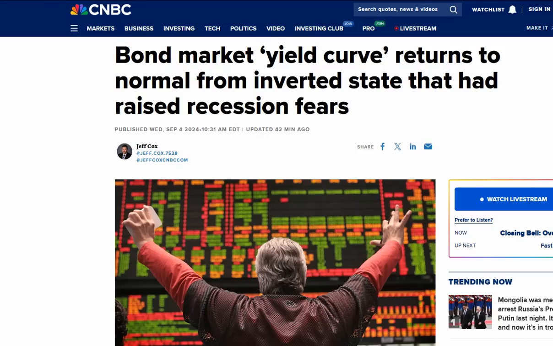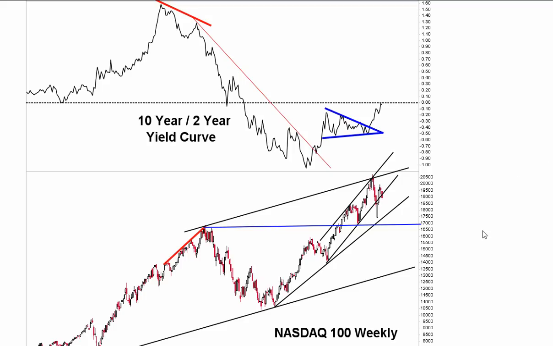Again, we had the un-inversion of the yield curve today briefly on an intraday basis. That's a warning, and here it is again. That's a warning that the time is short.